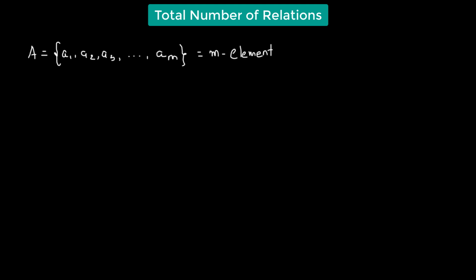Now we're going to consider another finite set B, and it is also non-empty. So let's say it has the elements b1, b2, b3 all the way up to bn. So this set B comprises n elements.